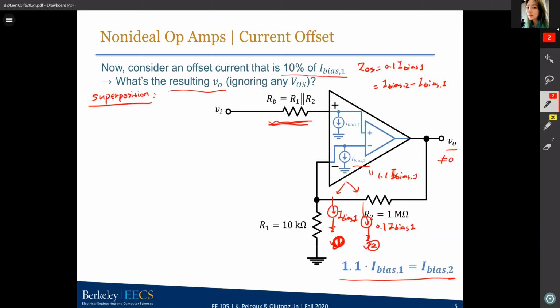So in the first case, we'll just have I bias 1. We'll just have this current source in the circuit. So our circuit will just look like this.